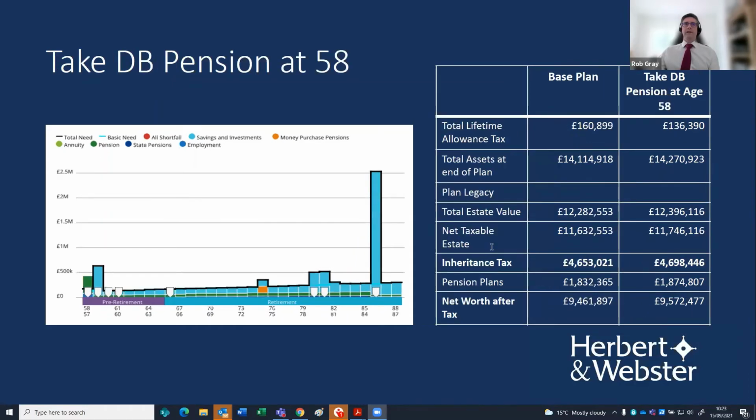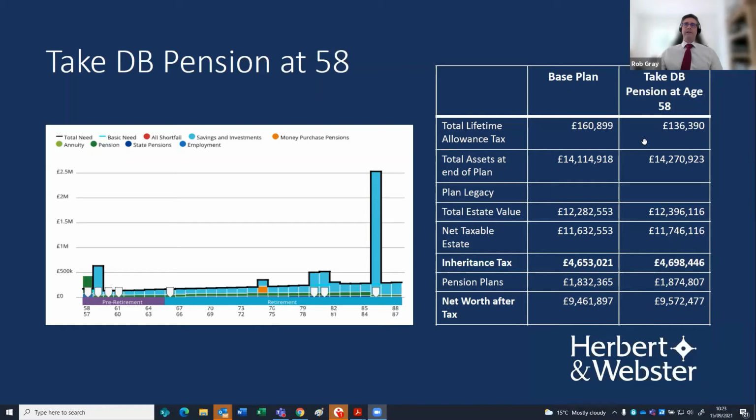So then we had a look at what would happen if he took his defined benefit pension early at age 58. You can see here we've got the pension income showing straight away. Still going to renovate his house next year. We've still got his defined contribution pensions being tested at age 75, and we've got the long-term care costs coming in as well.